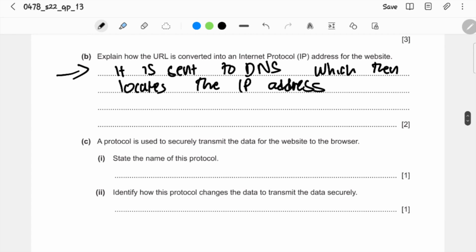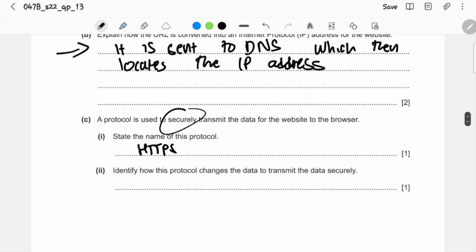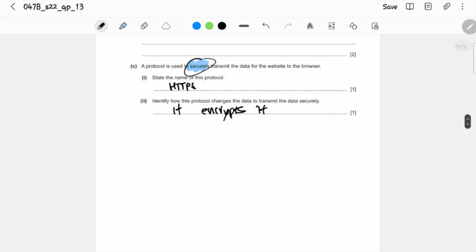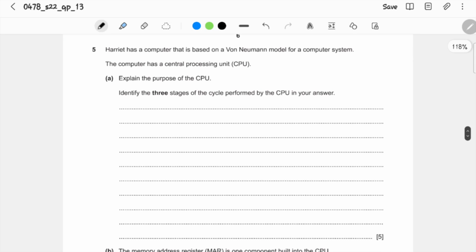Protocol is used to state the name of the protocol. HTTP. Now, because it's secure, I'm gonna say HTTPS. If you write HTTP, you'll get it wrong, because they've literally mentioned that it's secure, so you cannot get away with that. And how this protocol changes the data to transmit the data securely: HTTPS basically encrypts it. It's another way to say it encrypts it. It simply uses encryption and sends data, so no one gets to know.